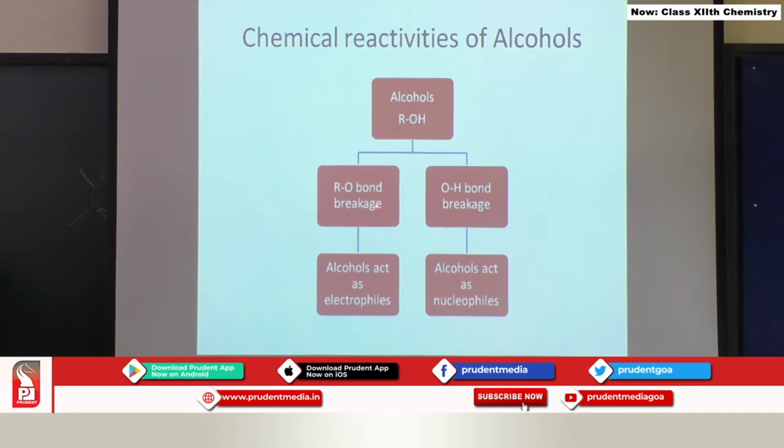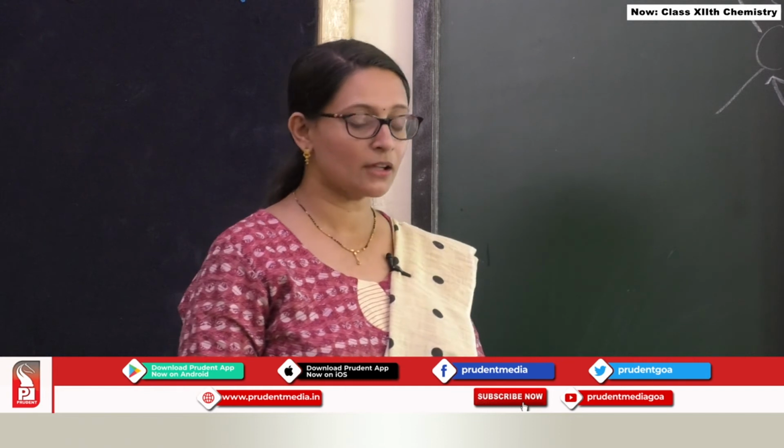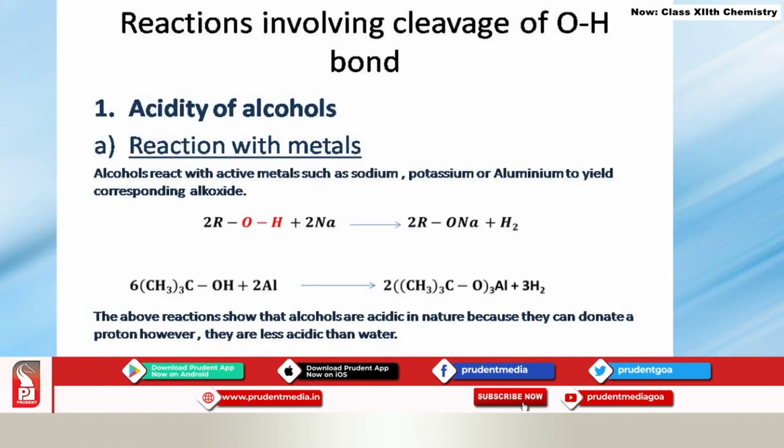So, if there is RO bond breakage, there is one category of reactions wherein alcohols act as electrophiles, and when there is OH bond breakage, alcohols act as nucleophiles, and we get another category of alcohol chemical reactions. Let us first see reactions involving cleavage of the OH bond. First one is acidity of alcohols.